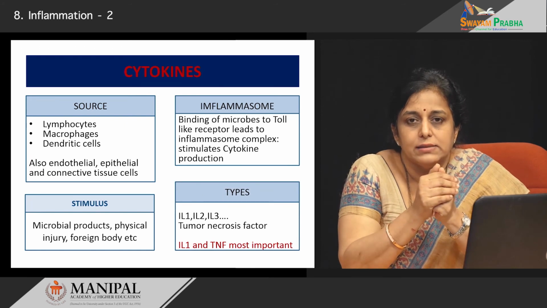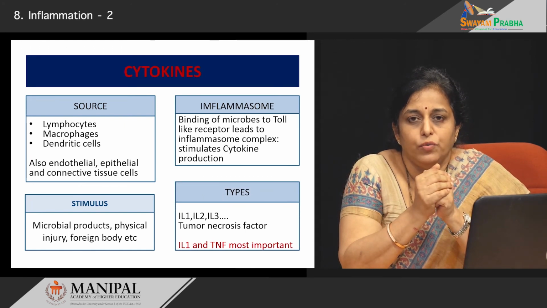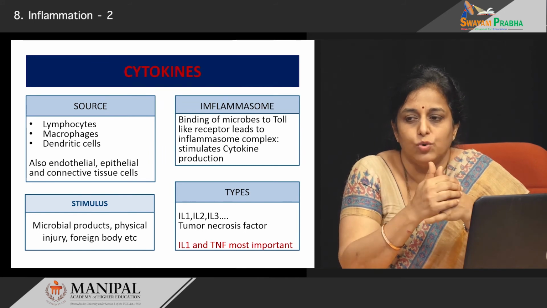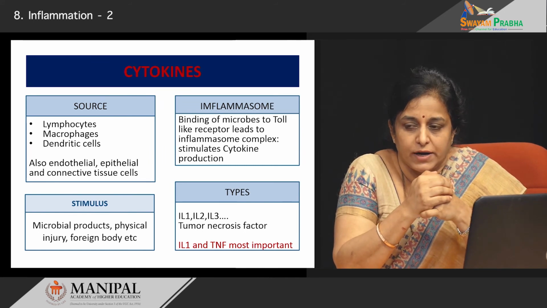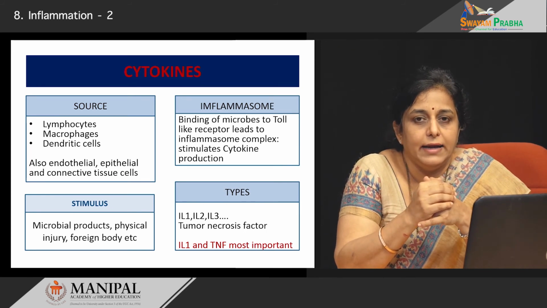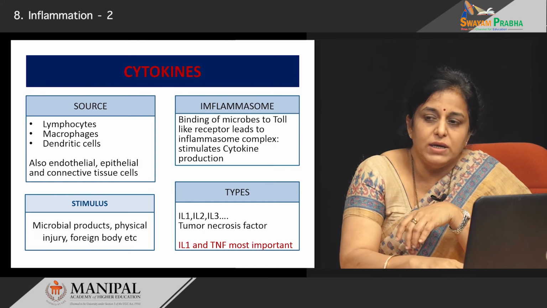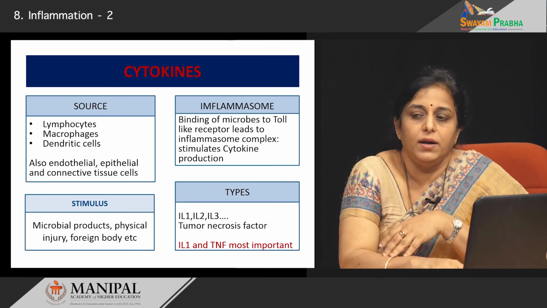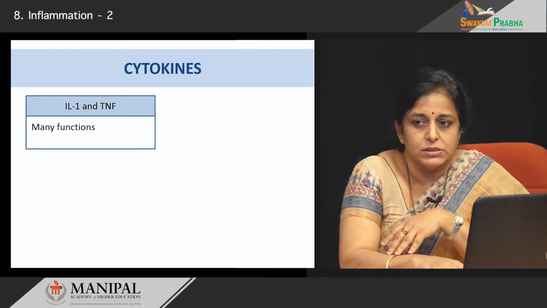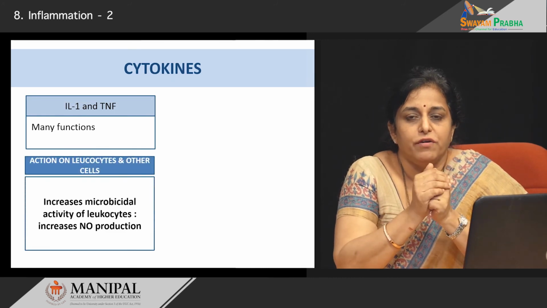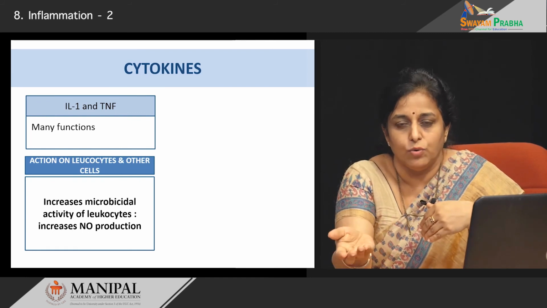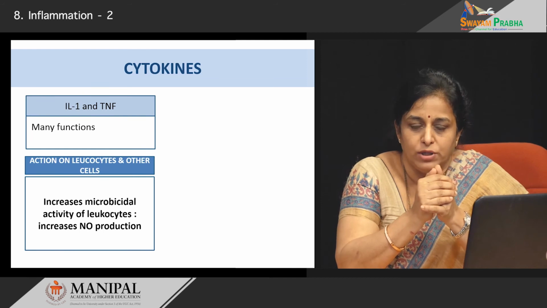Now, the various types of cytokines that are produced are interleukins 1, 2, 3, 4, 5, 6, the list goes on, and tumor necrosis factor, among which, as I already told you, interleukin 1 and TNF are the most important. So, let us see what are the effects of interleukin 1 and tumor necrosis factor. They are produced by leukocytes, and they have their effect on other leukocytes and also on endothelial cells.